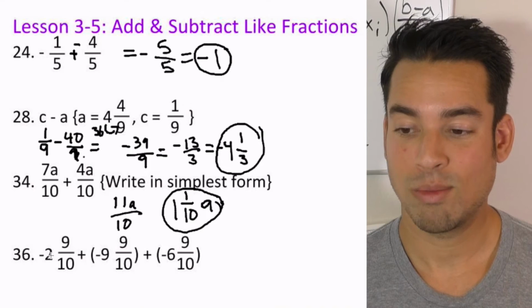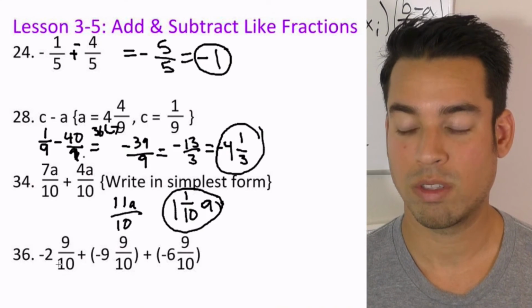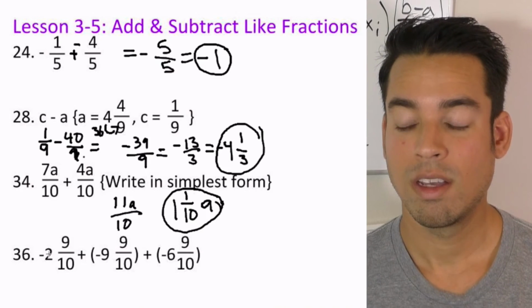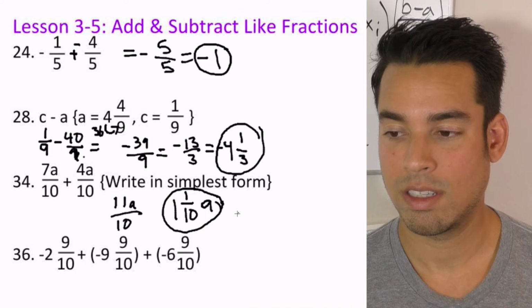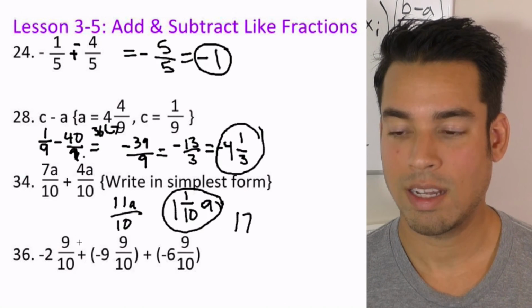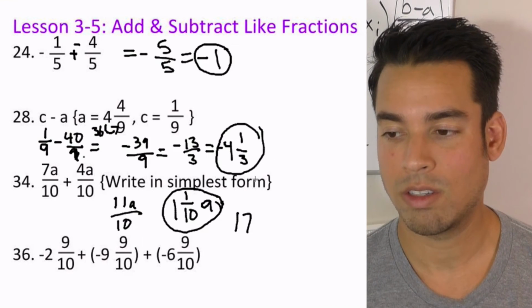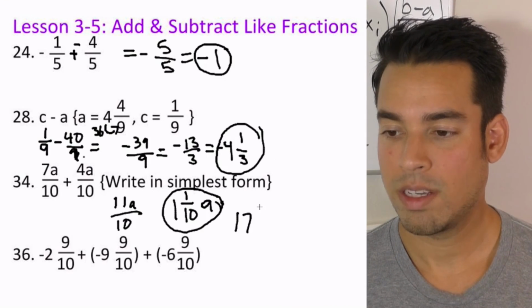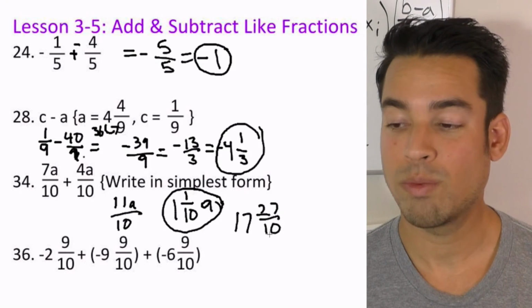So let's do that. What's -2 plus that? These are all negative, so it's just like a regular addition problem with the result being negative. What's 2 plus 9? That's 11. Plus 6 is 17. There's our whole number part. And then what's 9/10 plus 9/10 plus 9/10? We just add all the numerators, keep the denominator the same. That ends up being 27/10. But we can reduce that.